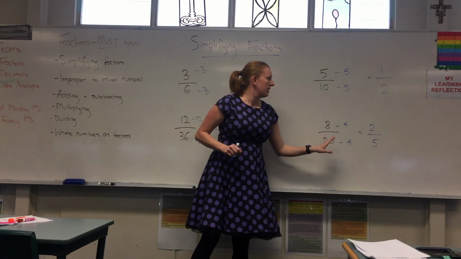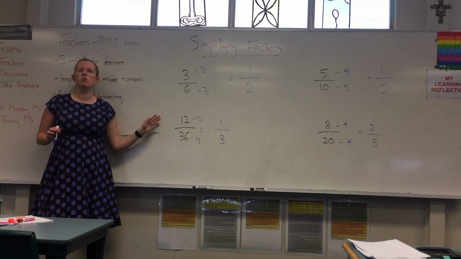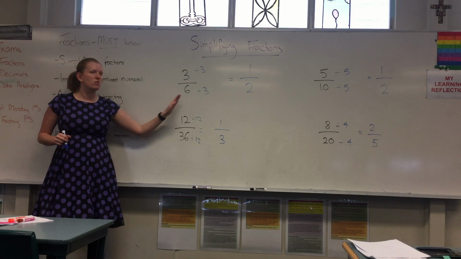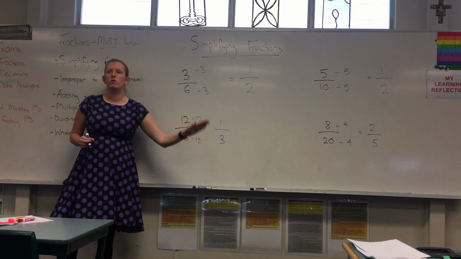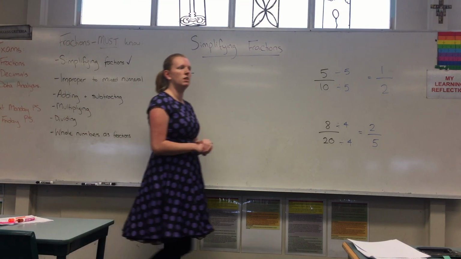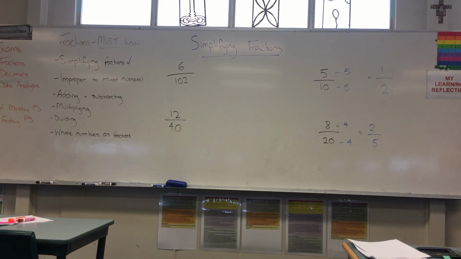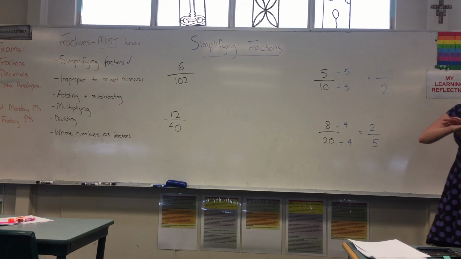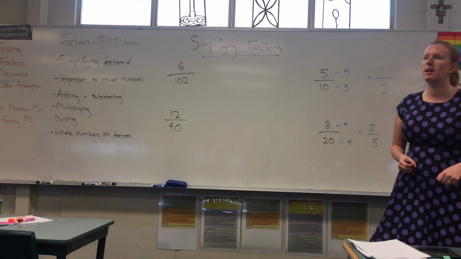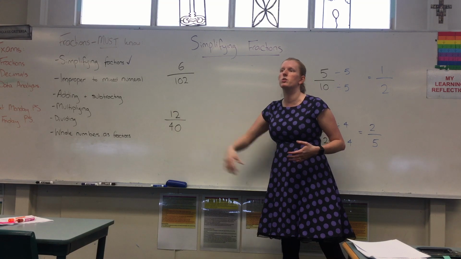Now, a good trick, if you ever get a question like this and you don't know your 12 times tables, just divide by 2 over and over and over again until you can't divide any more. So sometimes, thanks everyone, sometimes you'll come across fractions where the answers are a bit outside of the scope of your times tables. I'm not expecting you to know how many 6's go into 102.